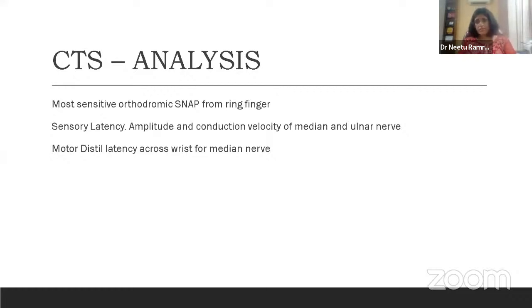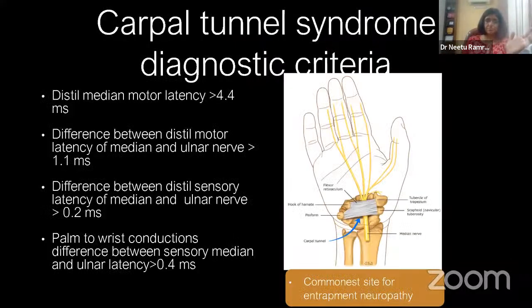Okay. Now, what is the most sensitive parameter when I'm looking for a CTS? The most sensitive is an orthodromic SNAP from the ring finger. So when we start our conduction, and if that is abnormal, we think that probably we're on the right track. The other parameters add up. Why I'm emphasizing this particular point, we will discuss later, because it is important that when we are talking of carpal tunnel, we should be getting some abnormality in the SNAP from the median nerve on the orthodromic conduction. So what are the diagnostic criteria?